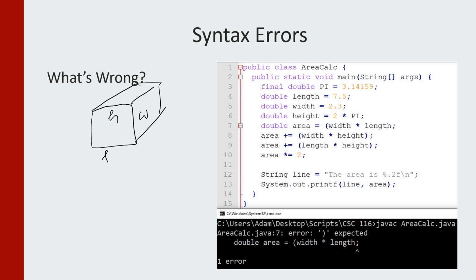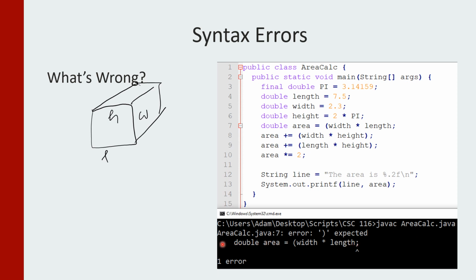So you write this code to do area. We've seen this example before in previous videos, but area is width times length plus width times height, and then length times height. And then you multiply everything by 2, and you should get the surface area of the rectangular prism. However, when you compile the code, this time, it gives you an error.